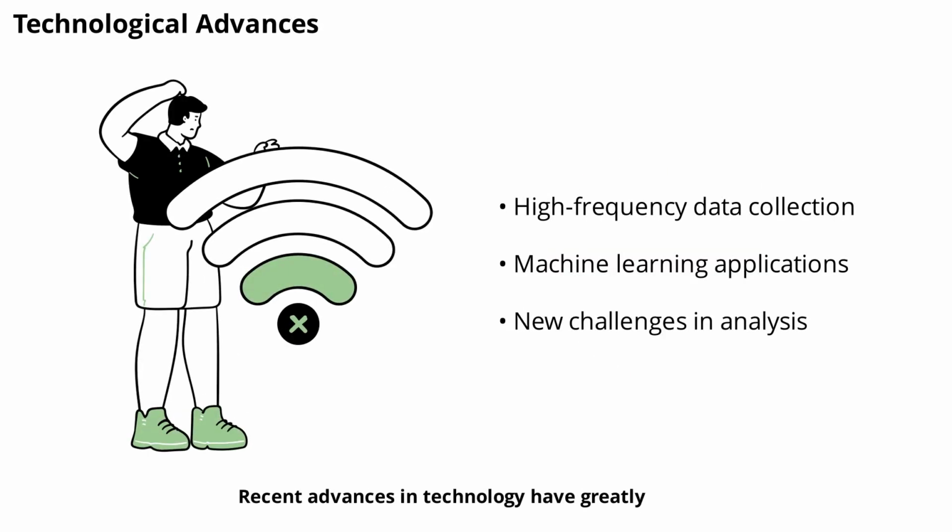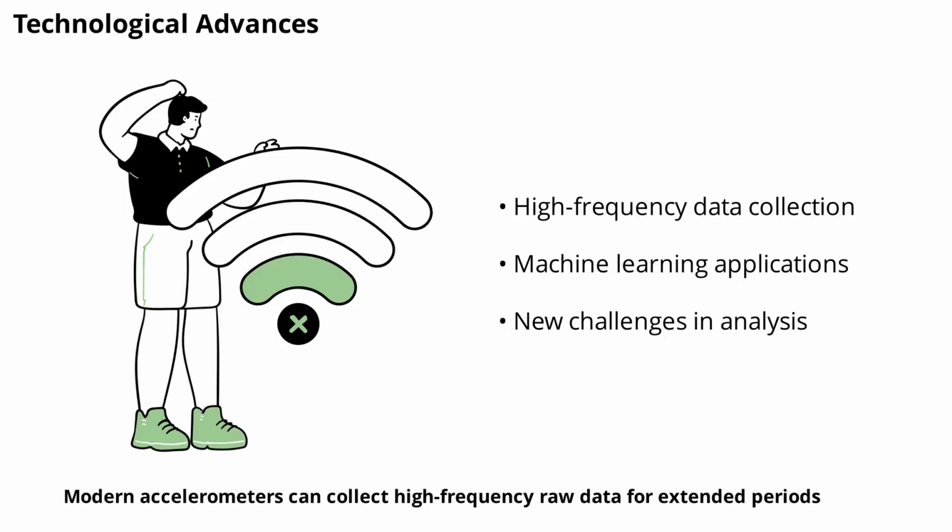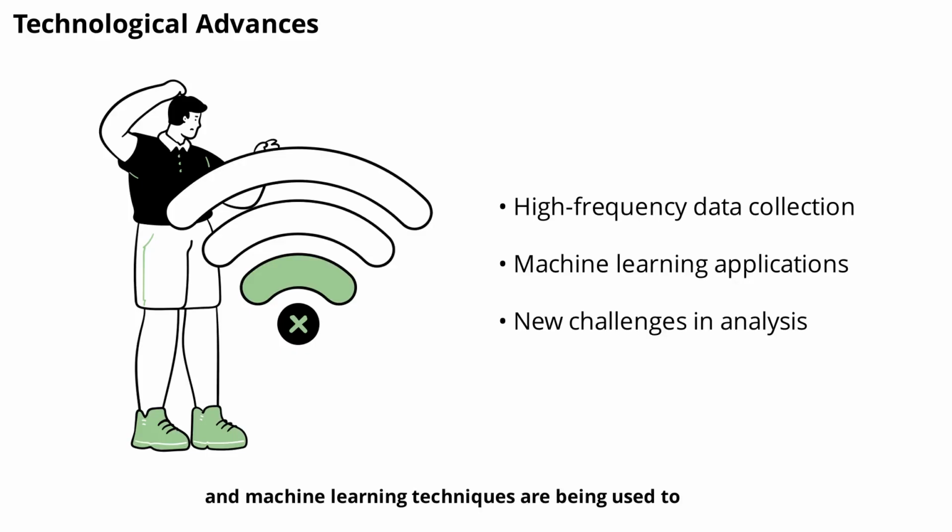Recent advances in technology have greatly improved the assessment of physical activity. Modern accelerometers can collect high-frequency raw data for extended periods, and machine learning techniques are being used to identify activity types and estimate energy expenditure more accurately. Combined sensing devices and digital diaries offer new possibilities for large-scale, precise monitoring. However, these advances also bring challenges, such as the need for large datasets and complex data analysis.